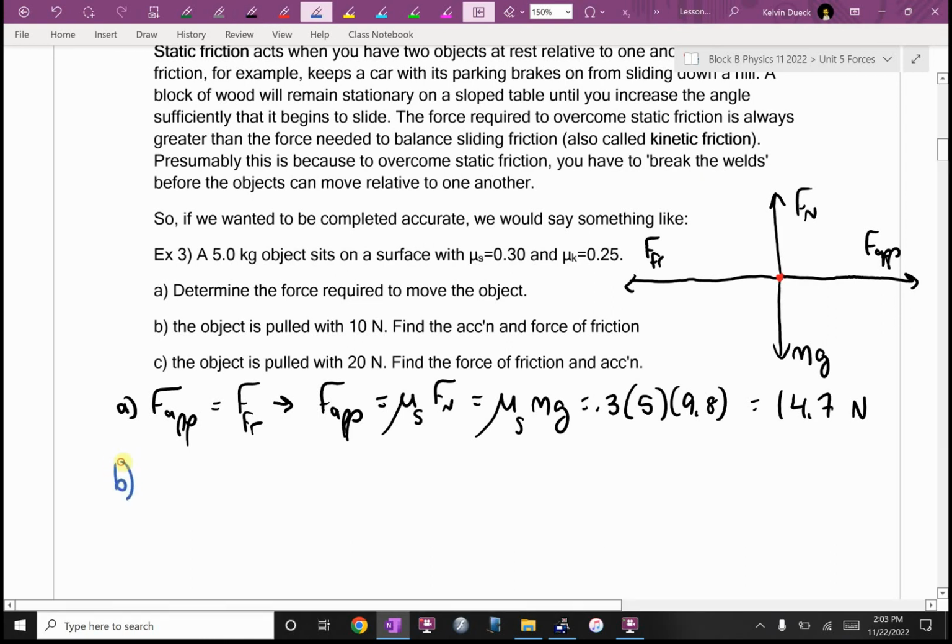Trevor, in part B, how many newtons of force are we pulling with? Will it accelerate? How hard do we need to pull to get it to accelerate? So will it accelerate? Say it again. So what's the acceleration exactly as a number? So it said find the acceleration. Zero. How big is the force of friction? Don't tell me 14.7. How big is the force of friction exactly as a number have to be?